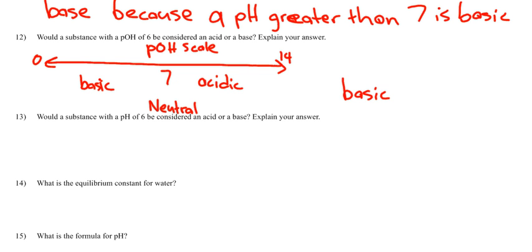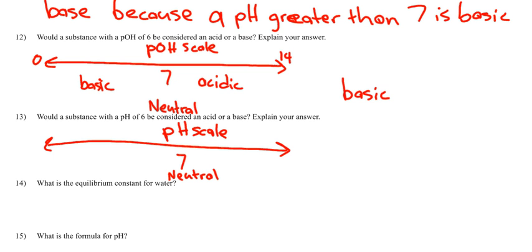Okay. Number 13, would a substance with a pH of 6 be considered an acid or a base? Again, you can draw out the pH scale and show me that 7 is neutral. Guess I should draw the arrows. This is acidic. And over here between 7 and 14 is basic.